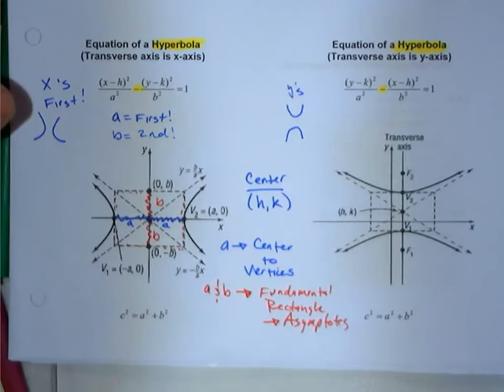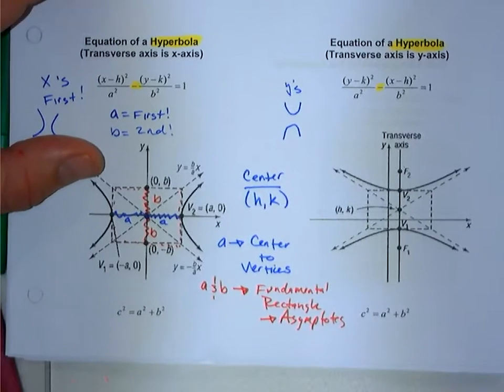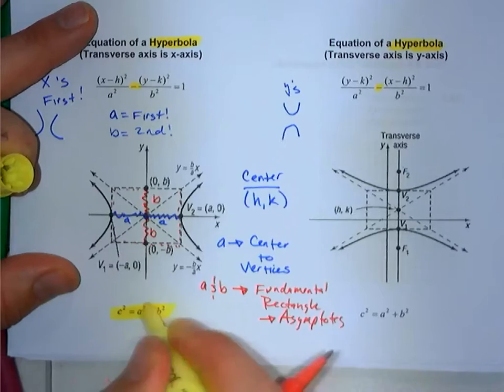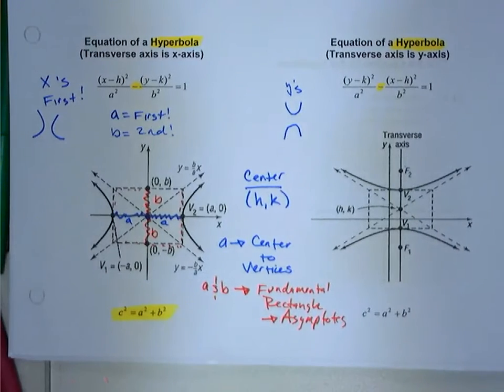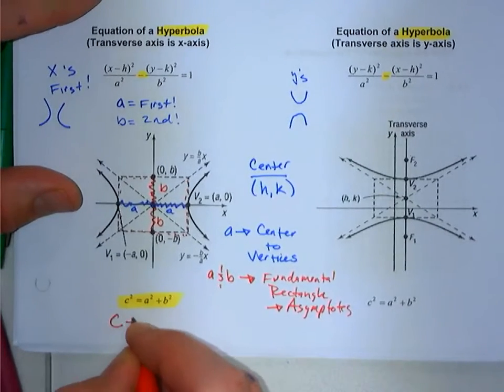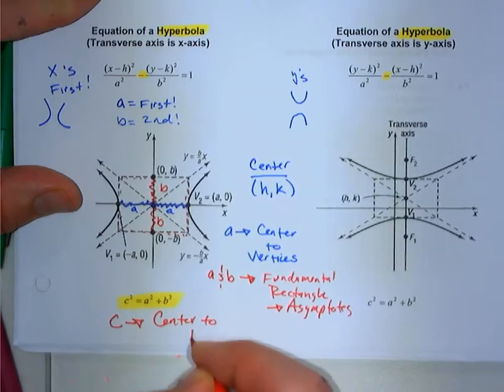All right. So we got asymptotes for A and B value. Last but not least, guys, look at your C value. Look at your formula. That's a formula we've seen before. Is that A squared plus B squared equals C squared, or do they have it written C squared equals A squared plus B squared? Okay. So again, that's your C value. And C is always from the center to the foci.